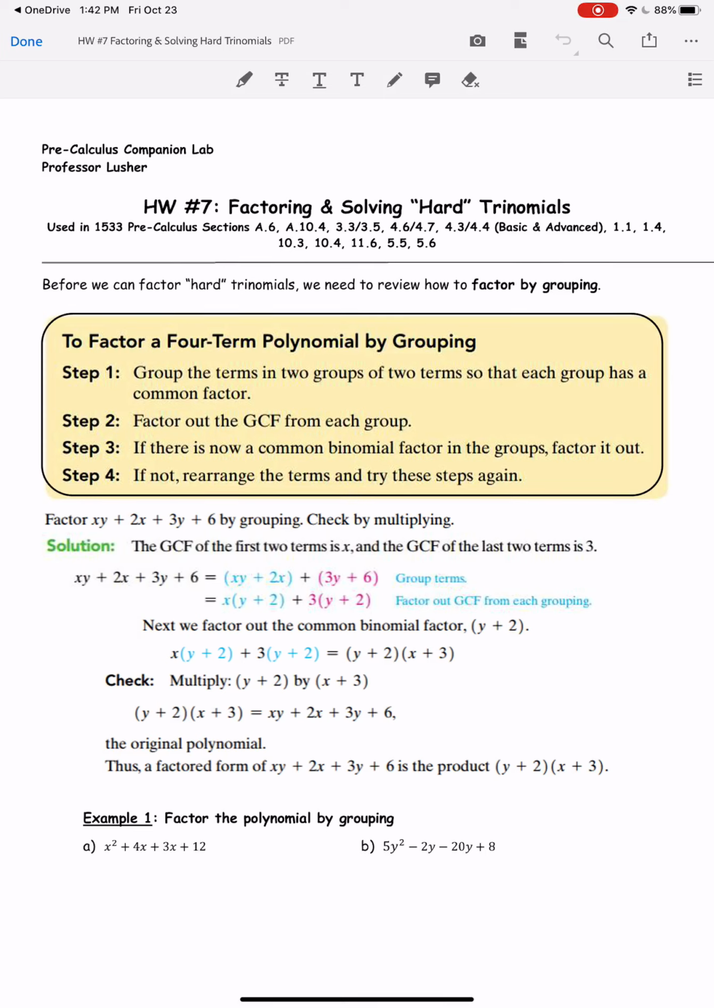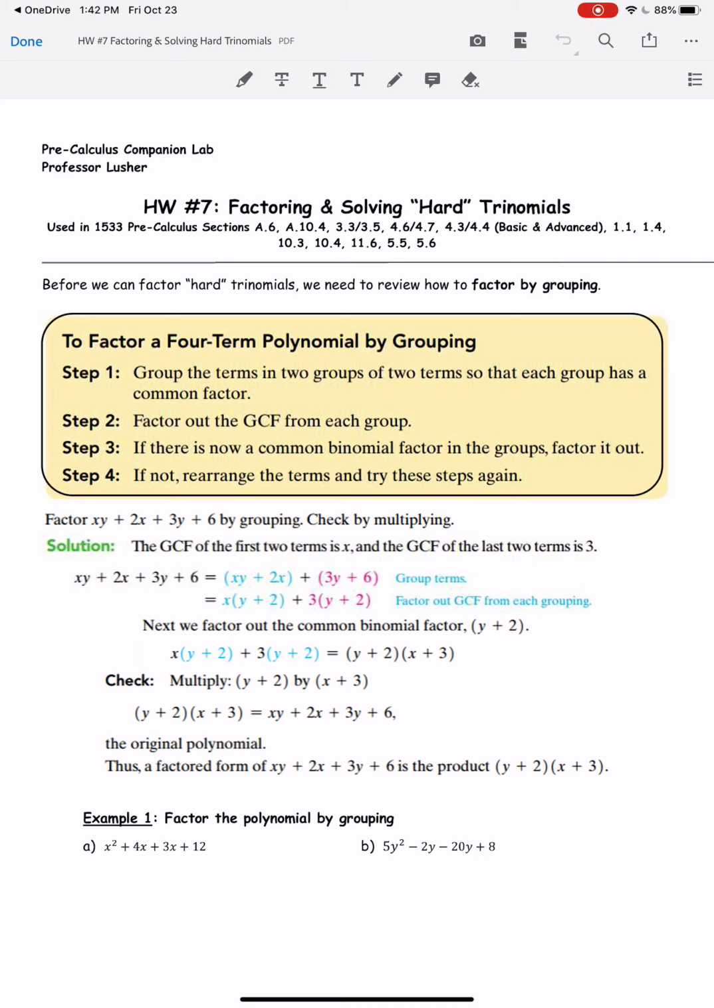Hello everyone, this is homework 7. We're going to be factoring and solving, in quotes, hard trinomials. The hard part really isn't hard, okay? It's just that these take more steps than your easy trinomials, but they're not hard.